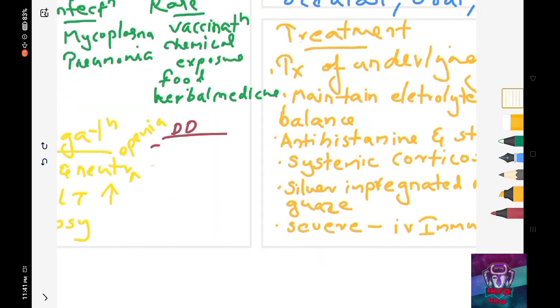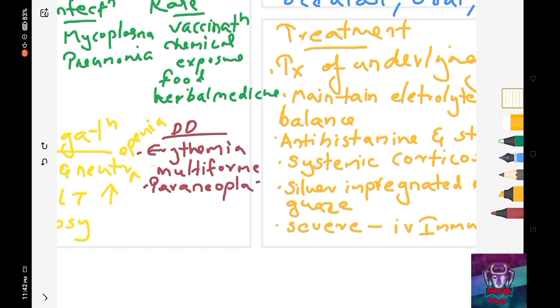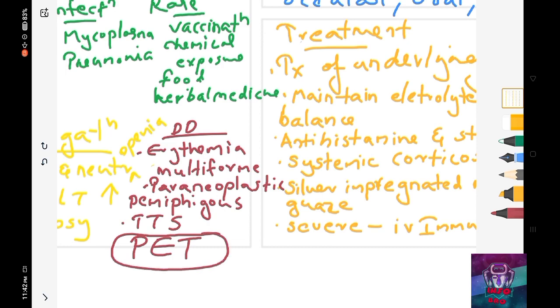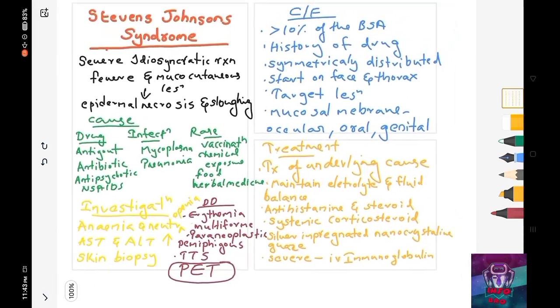Now for the differential diagnosis, what all are the differential diagnoses? The first one is erythema multiforme, the second one is paraneoplastic pemphigus, and the third one is toxic shock syndrome. Here there is a mistake, it is toxic shock syndrome. This can be remembered by the mnemonic PET. So all these are for the topic.